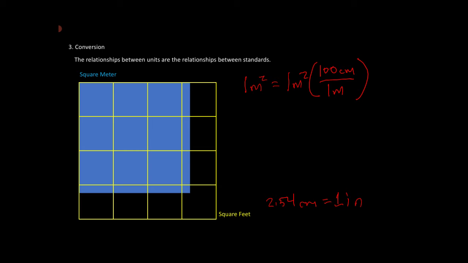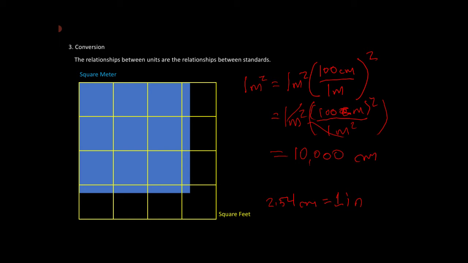But I've got meters squared here. I've got 2 meters that I have to cancel, so I have to square this whole thing. Does that make sense? I have to square that whole thing, so I have 1 meter squared. If I square this whole thing, I have 100 centimeters squared in the numerator and 1 meter squared in the denominator. Those things cancel, so I have 100 centimeters squared. 100 times 100 is 10,000 centimeters squared. So I've gotten to this 10,000 centimeters squared, which will then let me use this conversion factor here.